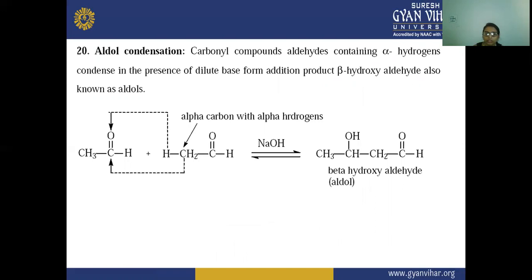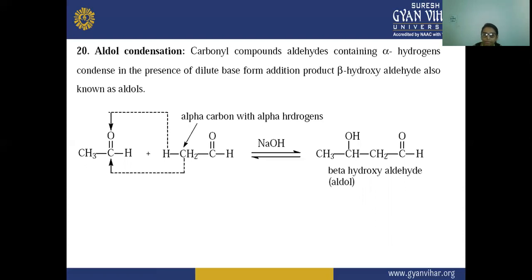Next is your aldol condensation. So in the aldol condensation, a carbonyl compound, that is your aldehyde, that is containing alpha hydrogen, condenses in the presence of dilute base to form the addition product, that is your beta hydroxyaldehyde, also known as your aldol. So here you will see that the aldehyde is reacting with this alpha carbon with alpha hydrogen.